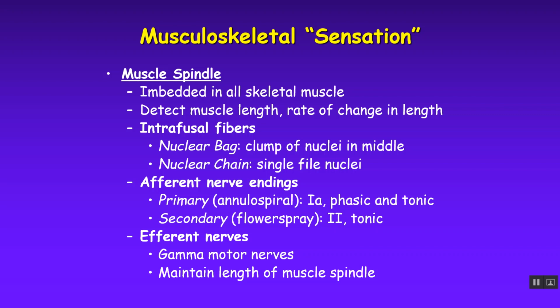So the muscle spindle is embedded in all skeletal muscle. It detects both the length of your muscle at any given time and, if your muscle is changing length, how fast that change is occurring. Those are two very important things. It'll statically tell you what your muscle length is in the static position, but it'll also tell you how quickly your muscle is lengthening or shortening. Because it's embedded in the muscle, it can sense the length of the muscle and the tension in the muscle.